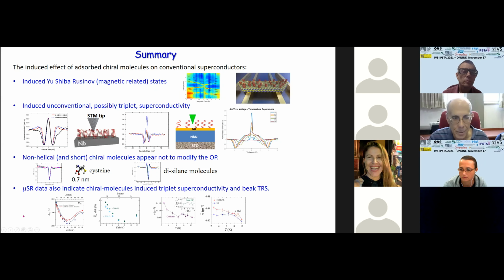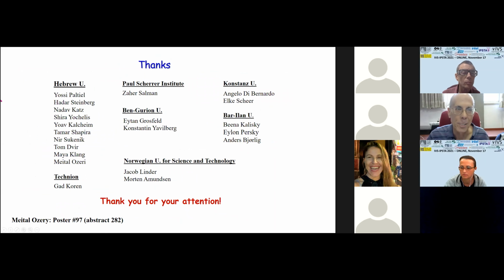And again, by mu-SR, we found that we have an unconventional Meissner effect. And also by looking at the polarization rate, we saw an increase similar to what Nuri showed in her slide, which is another evidence for a broken time reversal symmetry in this system. So with that, I would just like to thank so many people that we collaborated with, and thank you for your attention. Thank you.